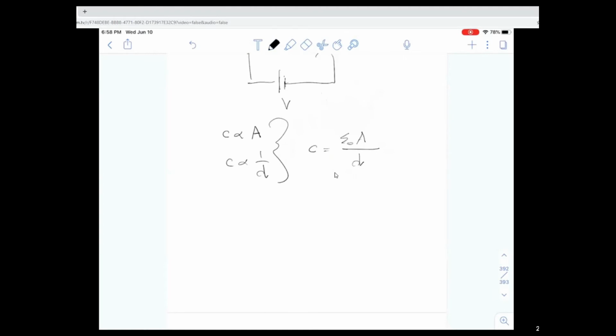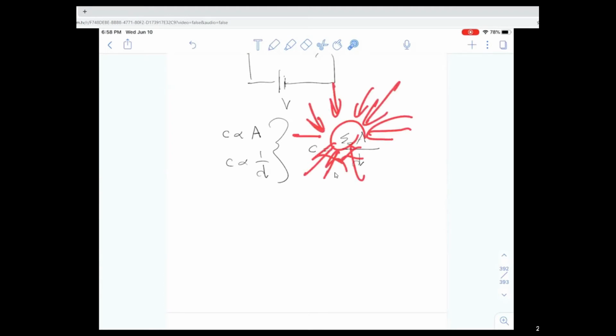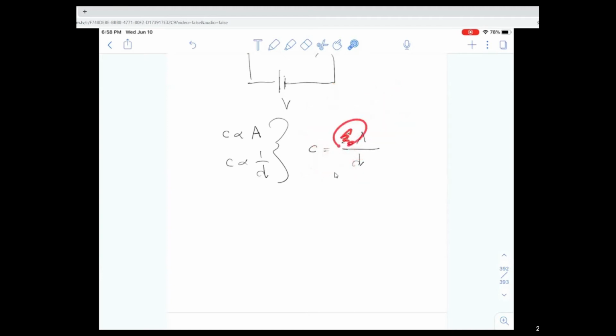The question is, yeah, we kind of get the proportionality constant, but why are we using epsilon naught? Why is this being used? Okay, so we'll ignore that question. This is the equation that we get to.